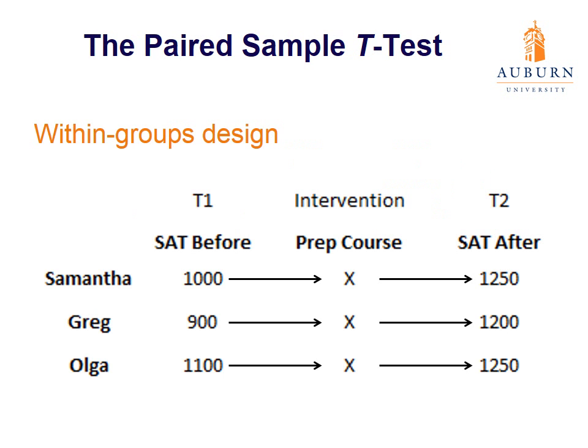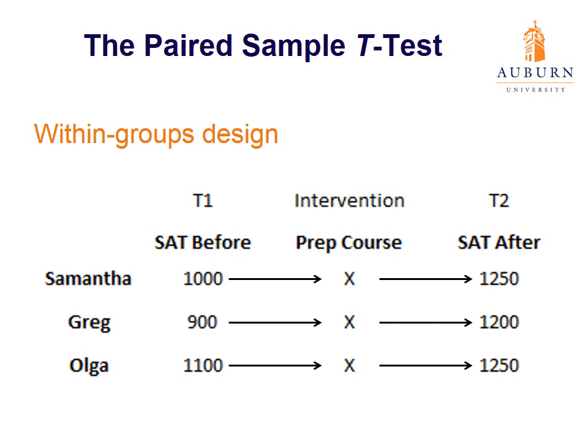To demonstrate how we get a mean difference, let's use our SAT and prep course example. So here we have Samantha, Greg, and Olga. We have them come in, we give them the SAT. We then give them a prep course and then remeasure them on the SAT. And so we have two samples here, one sample before the prep course and one sample after the prep course. In this case, the dependent variable is their scores on the SAT.